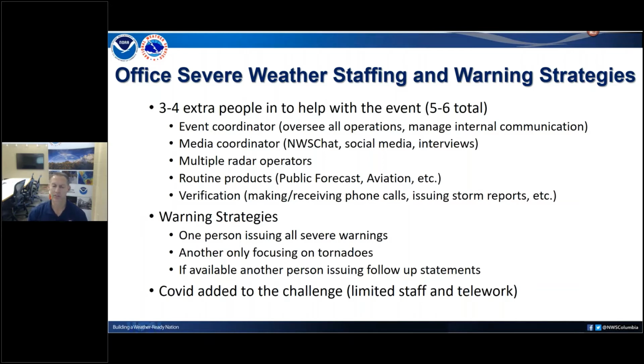COVID did add to the challenge of this. It was right about the time when things were getting spun up with restrictions, so we had limited staff available. Fortunately, we did have at least one, maybe two people working at home on telework, and they really helped out with the verification process and making phone calls. So we made it work for how we had to.